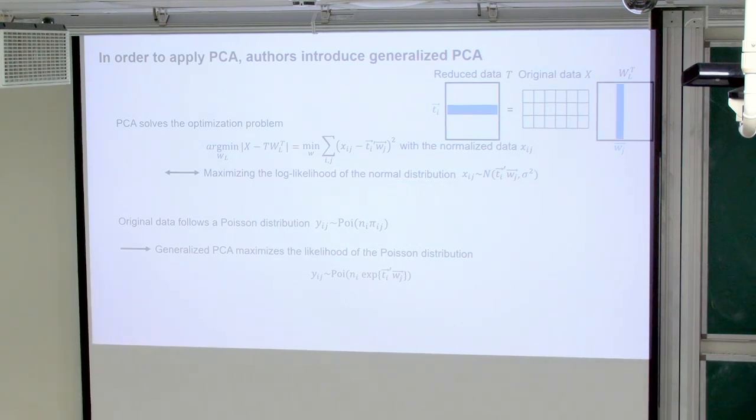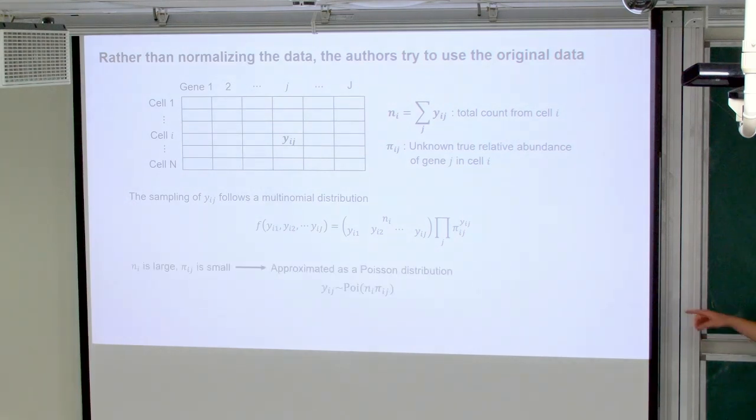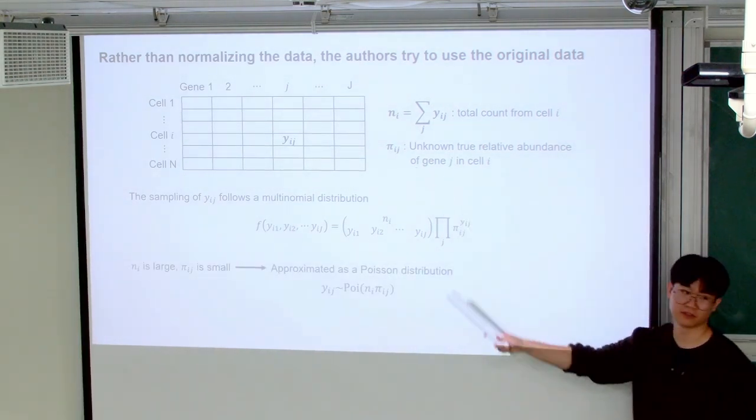I think there's one limitation in this approach. This assumes that every cell has the same pi_i distribution, am I right? Oh, no. Because pi_ij is different for each cell. Ah, okay.